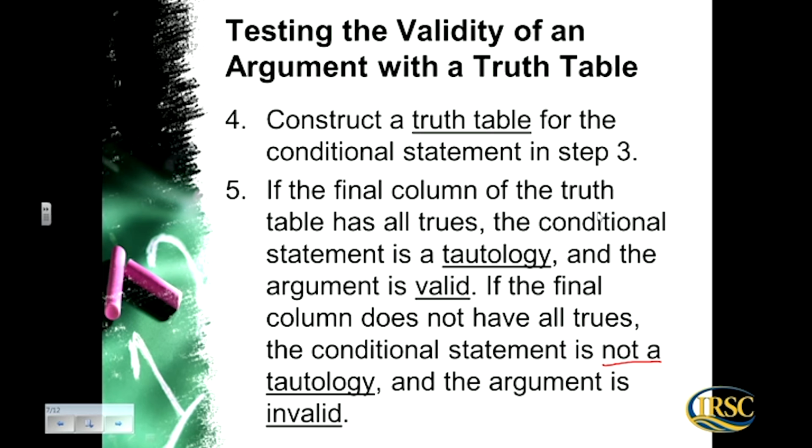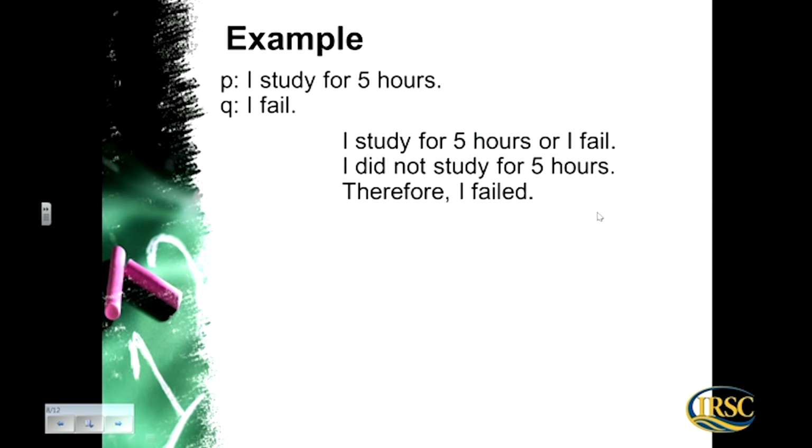So if there is even 1 false that appears in the final column, it's an invalid argument. That would denote a special case where that statement isn't true. Okay, so that underlined part is the most important part to remember. Tautology, valid; not a tautology, invalid. I asked you guys to underline. Yeah, "not a."